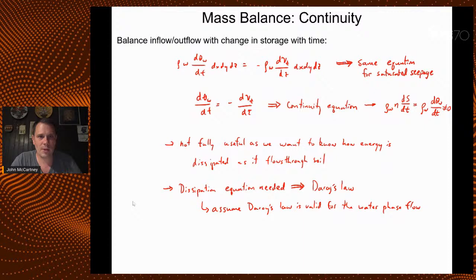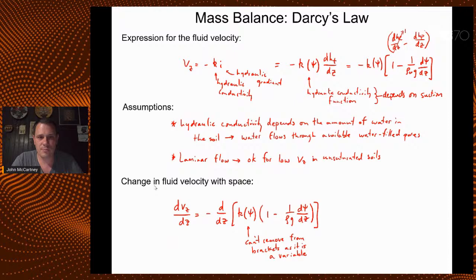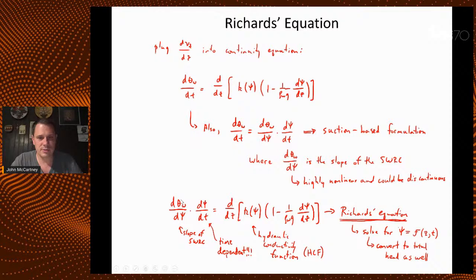And we go back to our continuity equation, combine that with Darcy's law, and use that to derive Richards' equation. So we've now gone back to our governing equation and come up with a new transient equation. And we use this equation to look at the different properties that are going to be important, our soil water retention curve and our hydraulic conductivity function.